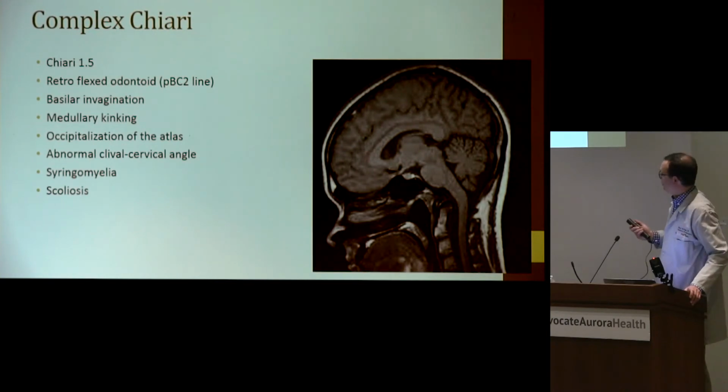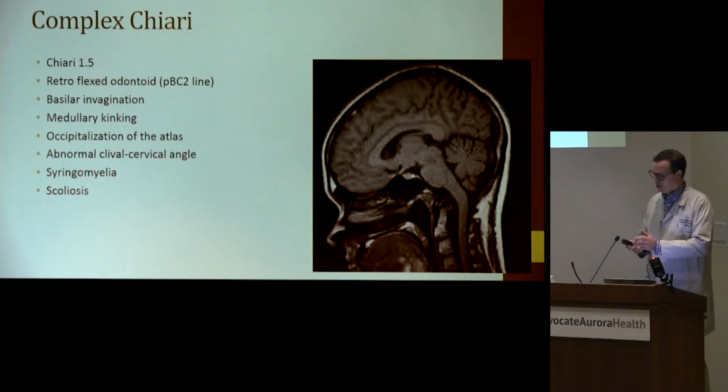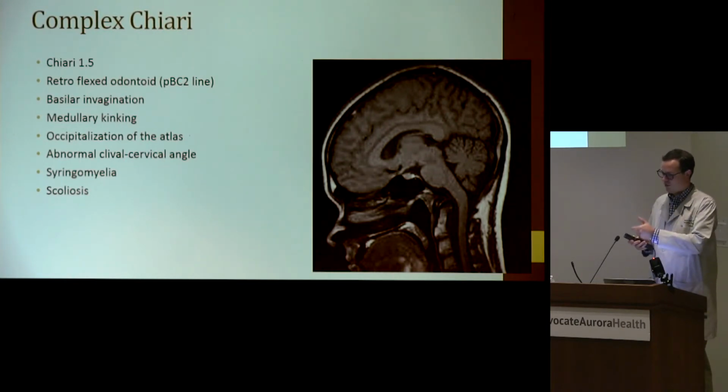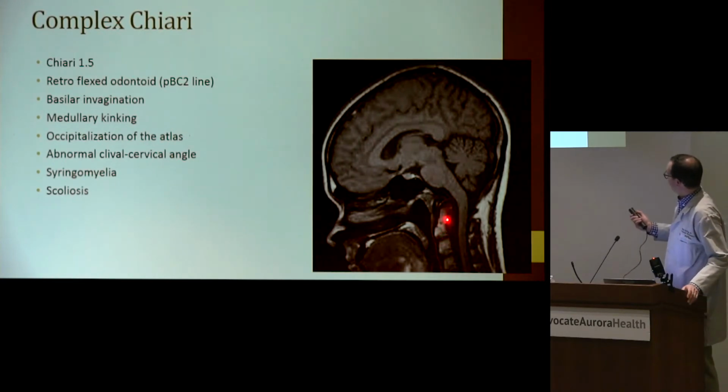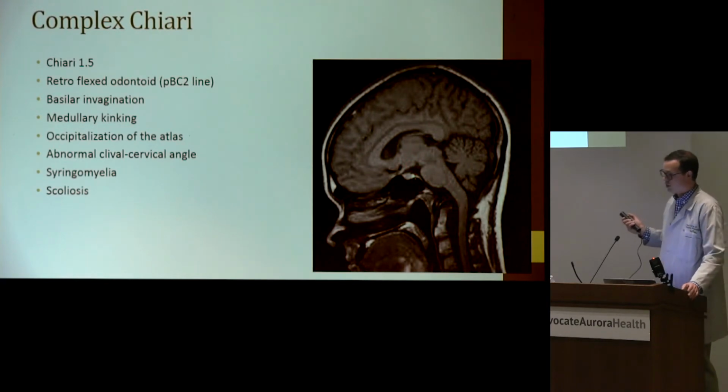You can have something called occipitalization of the atlas, which you can't see in this picture, but that's essentially where the C1 bone is fused to the base of the skull. You can have an abnormal clival cervical angle. So this is the clivus here. So the angle between the clivus and the C2, that should really be about 125 degrees or more.